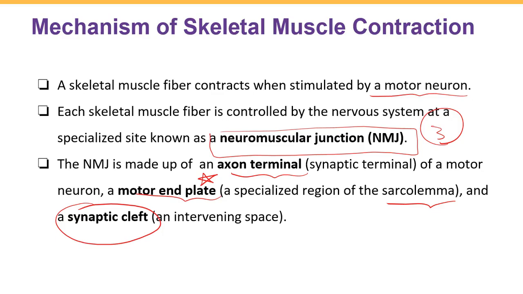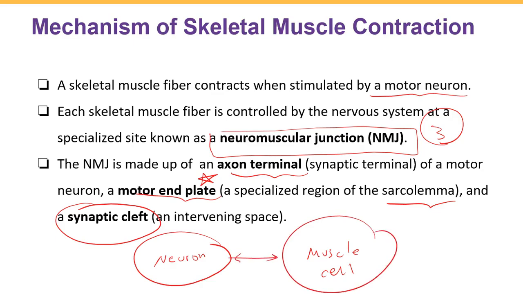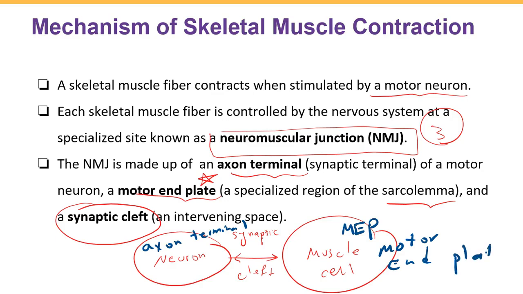So make sure you know for the neuromuscular junction, where the name of this structure is descriptive, we have the neuron, or nerve cell. We have the muscle cell at the other side, and there is a space between them. This space is called the synaptic cleft. At the neuron side, we have the axon terminal, the ending part of the neuron, and at the muscle side, we have the motor end plate. Do not forget, the motor end plate is at the muscle cell side.